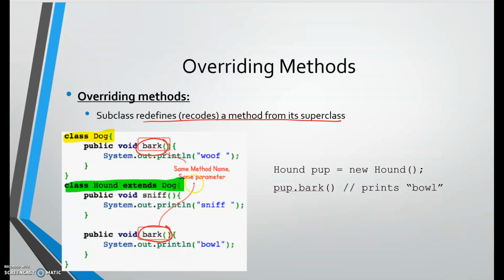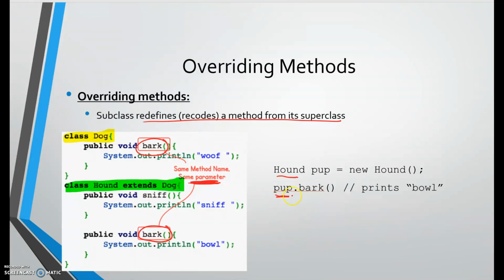Now notice it has the exact same parameter list. So this is not the same thing as overloading. It is written exactly the same way. And so what's going to happen is that when the code is run, if I were in my driver program and I created a new hound object and I had that object reference, pup, call the bark method.